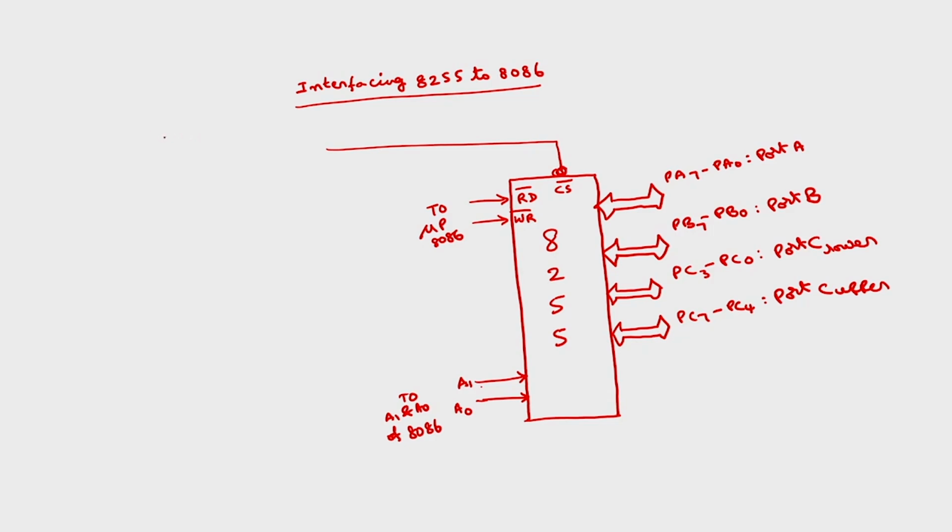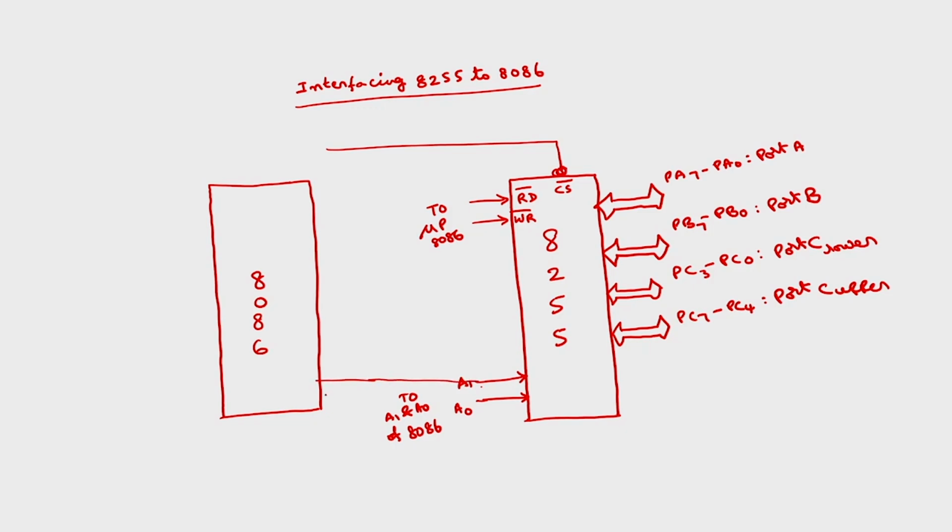So, here we have 8086. You simply connect these two: A1 of 8086, this you connect to A0 of 8086. This you connect to read bar of 8086, write bar of 8086.